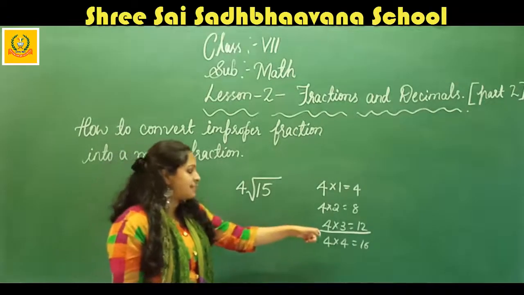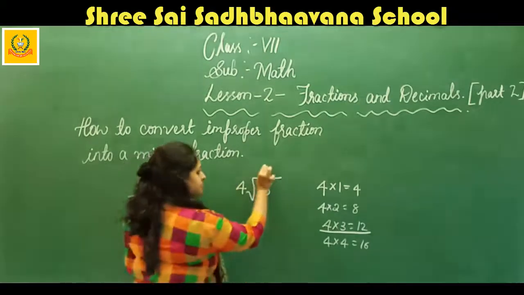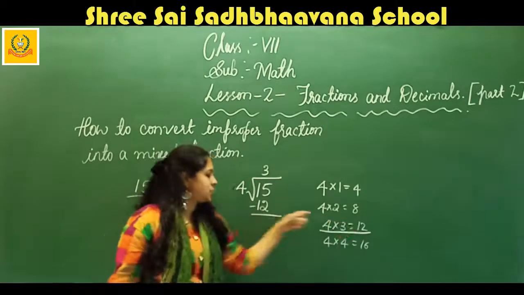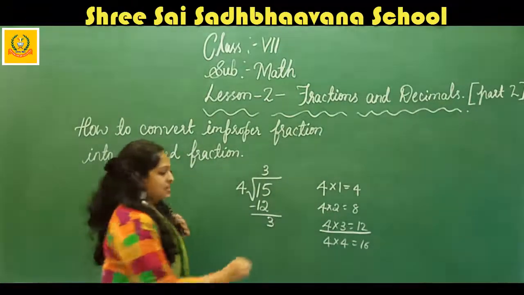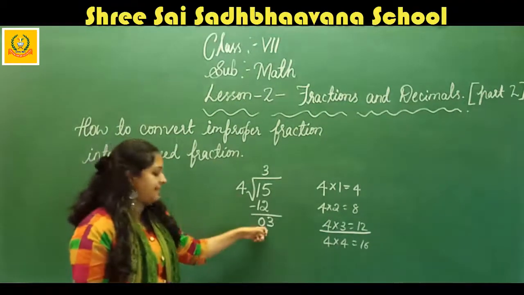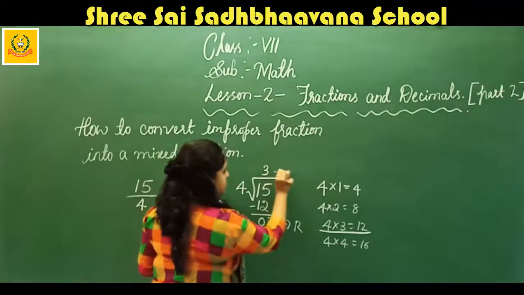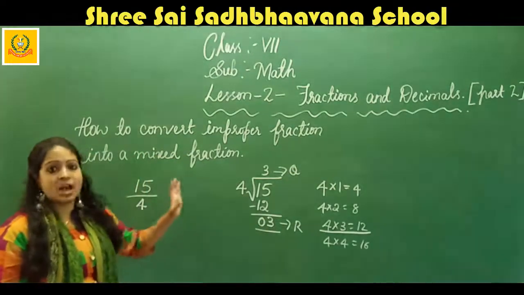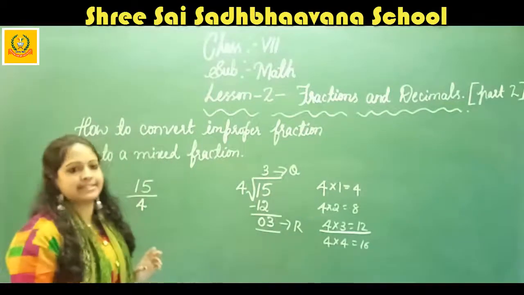Yes. Now what will I do? 4 threes are 12. This 3 I will write here, up. 3. 4 threes are 12. So minus this 12 here. 5 minus 2, 3. 1 minus 1, 0. So can you divide here again? No. Why? Because this is lesser than the divisor. This is called the remainder, and this is called the quotient. Now the division is finished. Now we got the answer. Now using this we have to write the mixed fraction. How to write the mixed fraction? Let us see that.